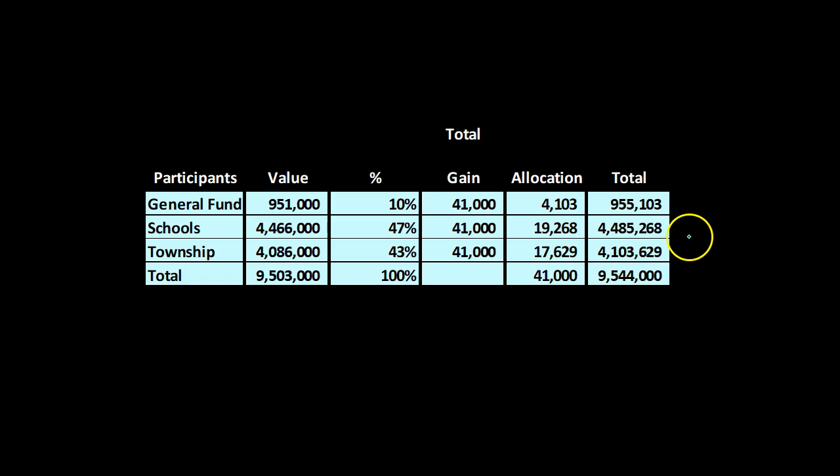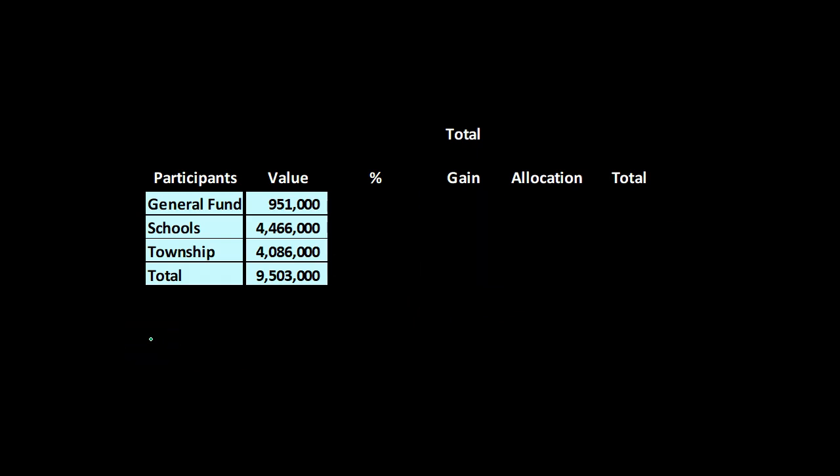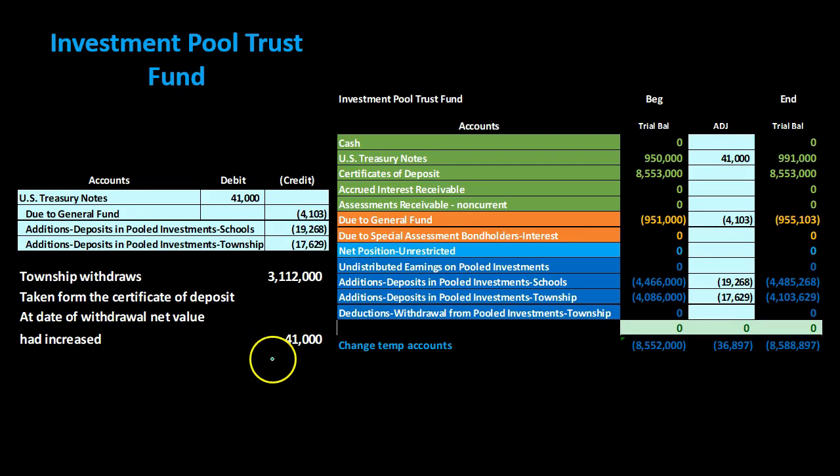And so that's going to give us our new total. So here's basically the breakout that we're going to be using in order to make our allocation. If we make our allocation of this gain that happened, the transaction is going to be an increase in the U.S. Treasury notes. Then we're going to credit the due to the general fund for the 4,103, and then the additions for the schools and the townships.